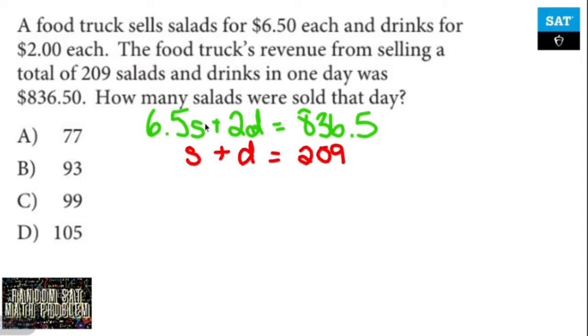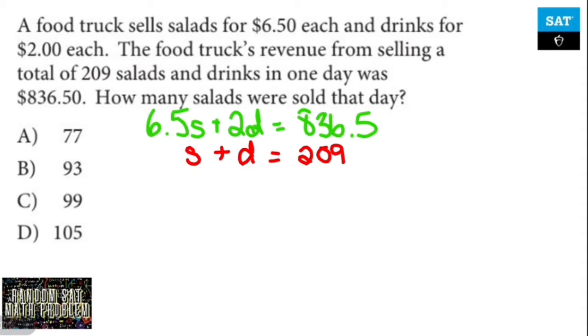But I'm going to be clever. I only care about how many salads we sold. So at the end of the day, I want to say S equals blah, blah, blah. Now, you might look at this and say elimination might not be the worst idea, but this is part of the no calculator section.